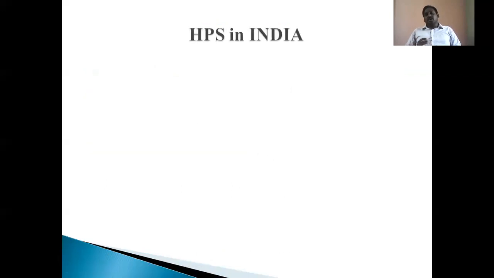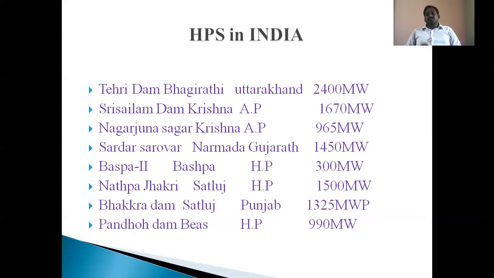Next, hydroelectric power stations in our India. These are the list of hydroelectric power stations. Tehri Dam hydroelectric power station, which is constructed on Bhagirathi river, that means Ganga river, in Uttarakhand. Installed capacity 2,400 megawatts. Srisailam Dam on Krishna river, in AP. Installed capacity 1,670 megawatts. Nagarjuna Sagar is on Krishna river in AP.